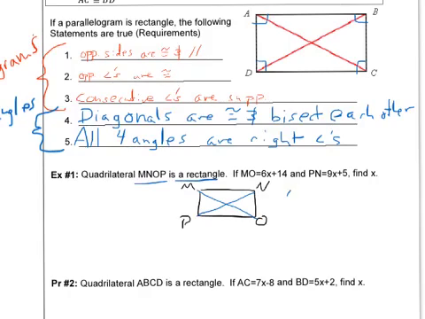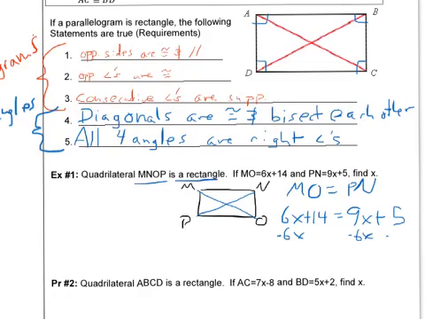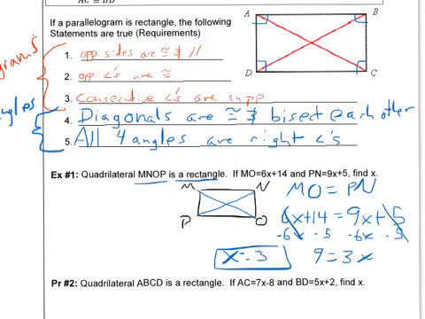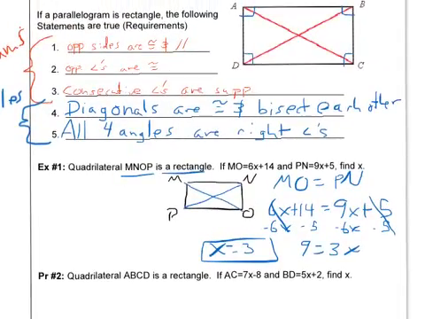That means that MO has to be equal to PN, because the diagonals of a rectangle have to be congruent. Well, MO is 6x plus 14, and PN is 9x plus 5, and you can see where I'm going with this. We have a way to solve for x. So we do a little algebra, subtract 6x, subtract 5. We get that 9 equals 3x, and therefore x equals 3. You're going to see a lot of problems like that where all you're doing is setting your diagonals equal to each other and solving, because if it's a rectangle, they are equal to each other.